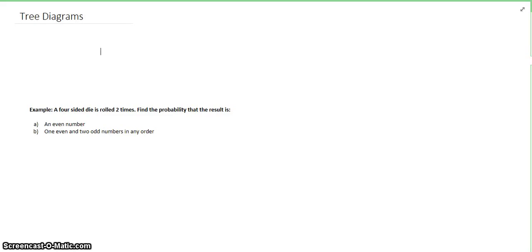This particular video is on tree diagrams, and this follows on from the previous video on sample spaces. If we recall what the sample space is, a sample space is a list of all possible outcomes that we can potentially achieve when we have multiple events. So with tree diagrams, we achieve essentially the same thing as well. So what is a tree diagram? I'll show you what the tree diagram looks like.